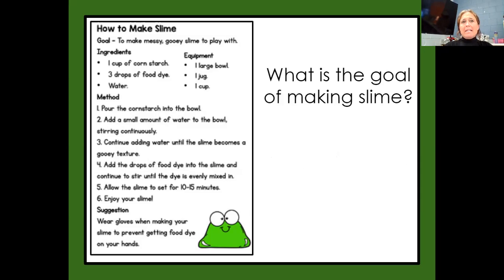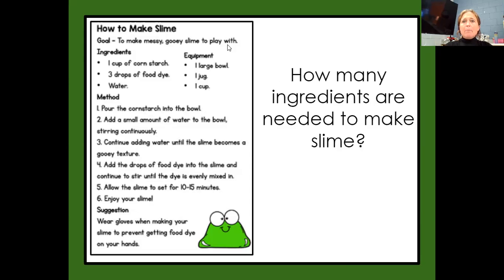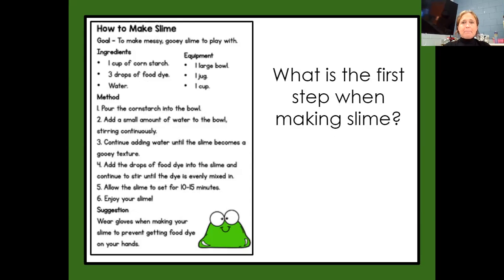What is the goal of making slime? We don't always see a goal in our recipes and our how-tos, but this one does have a goal, and its goal is to make messy, gooey slime to play with. How many ingredients are needed to make slime? Well, all that we see here are the cornstarch, the food dye, and water. So there's only 3 ingredients to this particular slime.